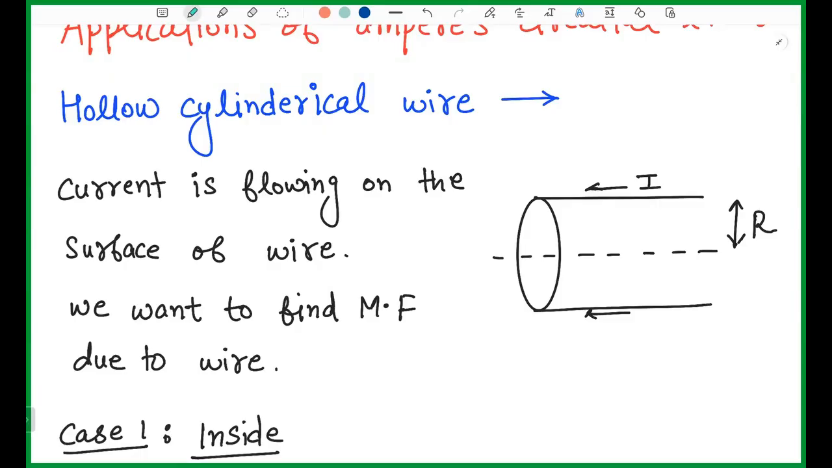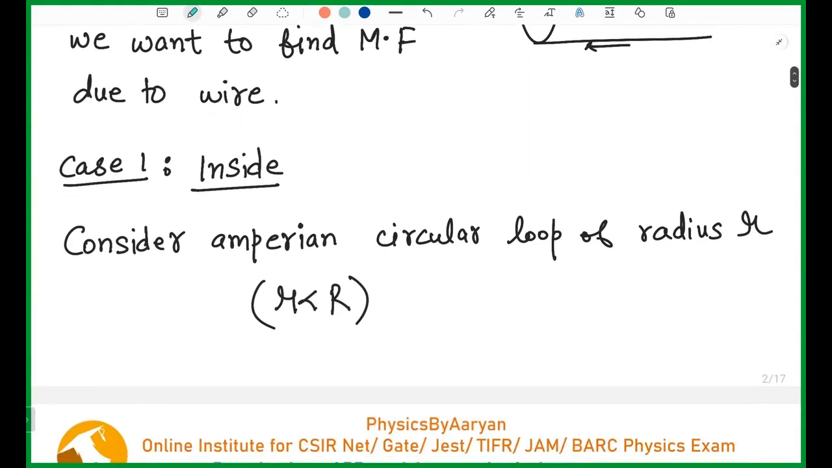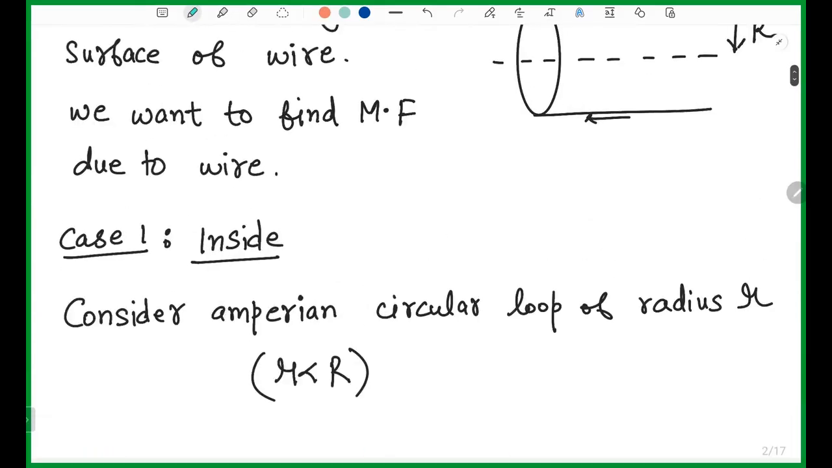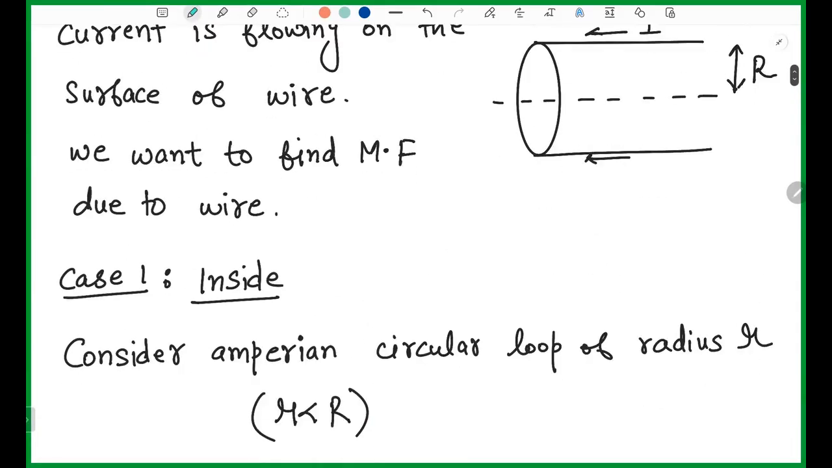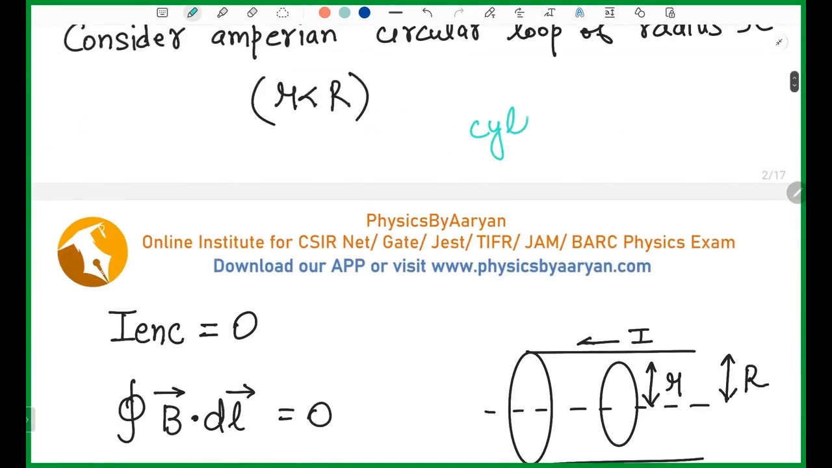So let's first figure out how you will find the magnetic field inside. The first step that I will do is consider the Amperian circular loop. An Amperian circular loop is a hypothetical mathematical loop which has a radius small r, and this radius is less than capital R, where capital R is the radius of the cylinder. So you can see that I have taken one hypothetical circular loop inside the cylinder. Whenever you have a problem of a cylinder, take the circular loop.